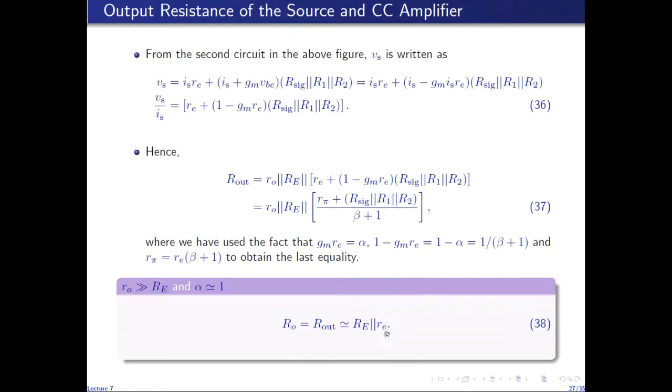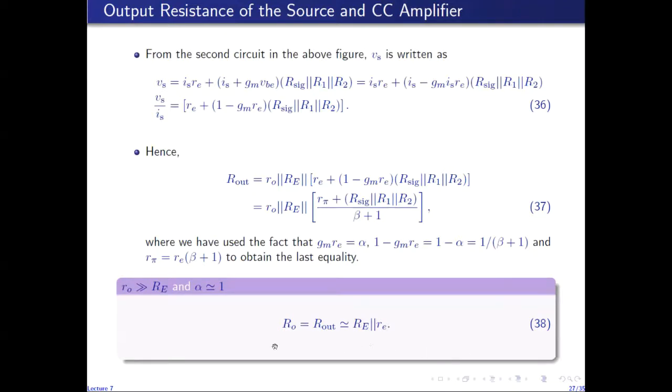We can further simplify it by assuming small re to be much, much smaller than capital RE, which is actually a very good assumption, because small re is of the order of tens of ohms, like I said before, and capital RE is of the order of kilo ohms. So small re in parallel with capital RE is almost equal to small re.